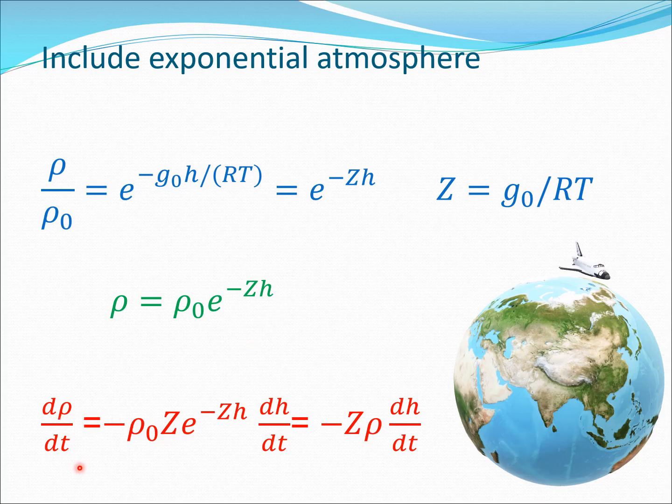So I get d rho by dt is minus rho 0 z e minus zh. That's simply the differential of this, and I also get dh by dt here. Now I can look at this expression and immediately realize that this rho 0 e minus zh term here is rho, so this becomes minus z rho dh by dt. So now this is another equation. So after I included the exponential atmosphere, d rho by dt can be expressed in terms of dh by dt, and the parameters are z and rho here.